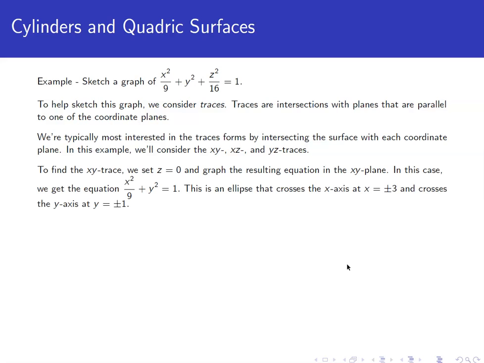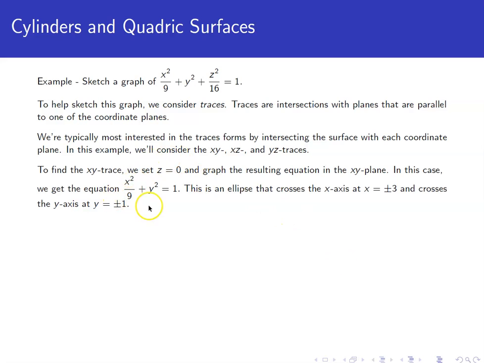So, to find the xy trace, we're looking at the intersection with the xy plane. Any point in the xy plane has a z coordinate of 0. So what we're going to do is plug in 0 for z, and we will look at the resulting equation and see what kind of graph we have. Well, the resulting equation in this case is x squared over 9 plus y squared equals 1. We recognize this is the equation of an ellipse.